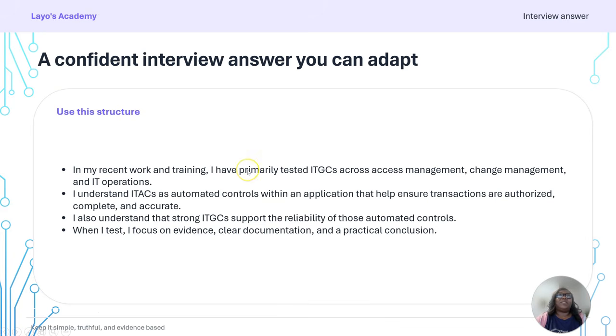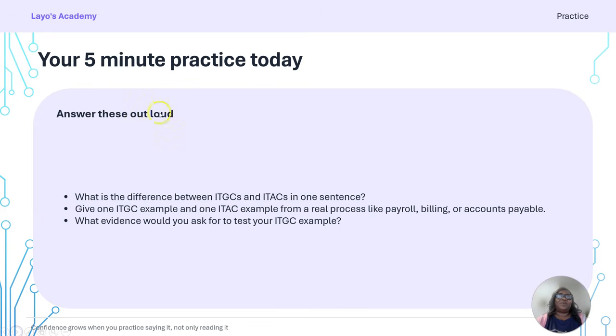Okay, this is a very confident interview answer you can adapt. In my recent work and training, I have primarily tested ITGCs across these systems. I understand ITACs as these automated controls. I also understand that a strong ITGC will support the reliability of those automated controls. When I test, I focus on evidence, clear documentation, and a practical conclusion. Keep it simple, keep it truthful, and keep it evidence-based in your interviews.